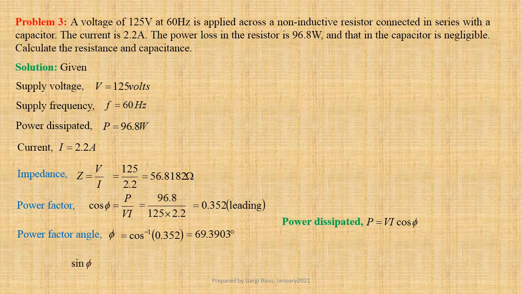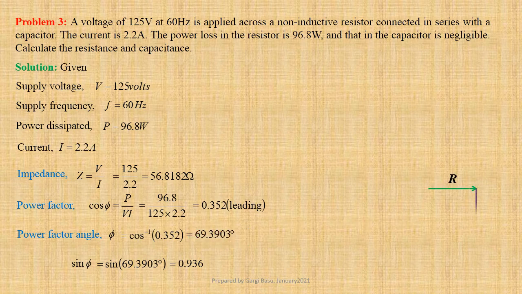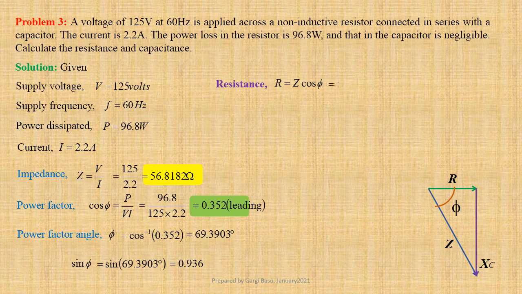Sin phi equals sine of 69.3903 degree, that is equal to 0.936. Let us draw the impedance triangle. From the impedance triangle we get resistance R equals Z cos phi, that is equal to 56.8182 into 0.352, that gives us 20 ohm.